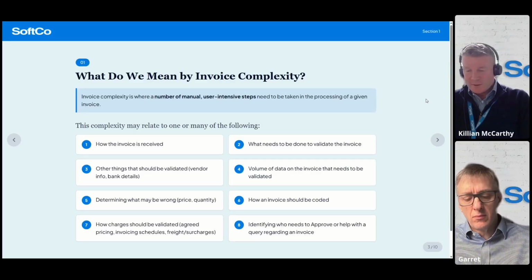How an invoice should be coded. So this can be very simple. Could be a utility bill that goes to utilities, electricity as a GL, and the cost center could be the department location for that store or site.